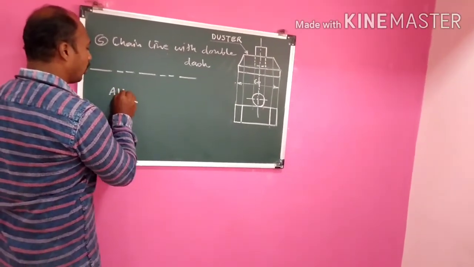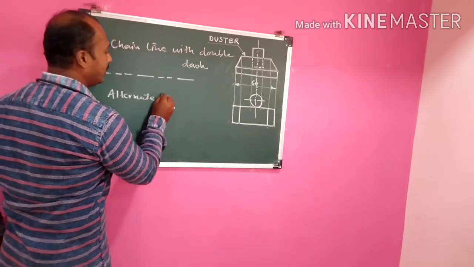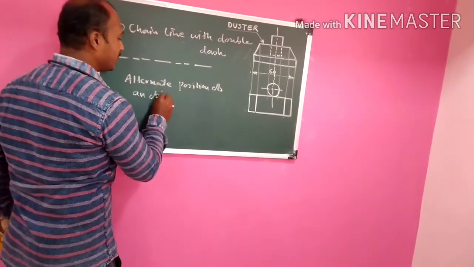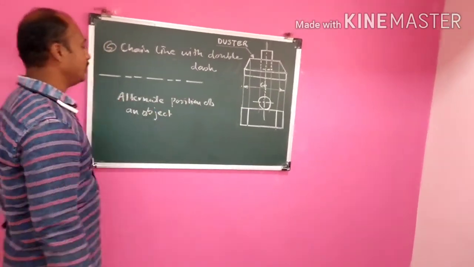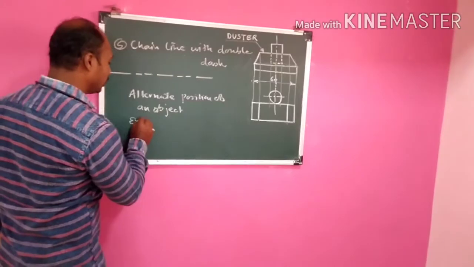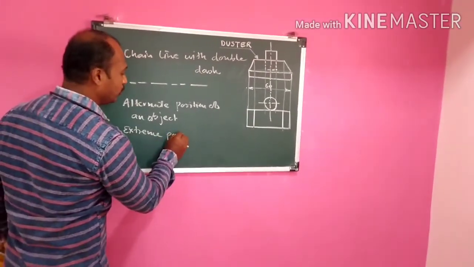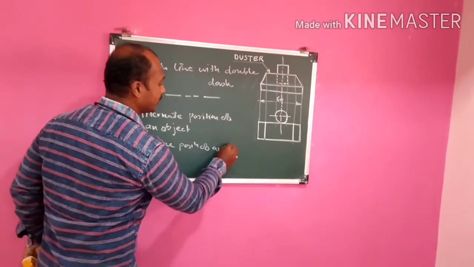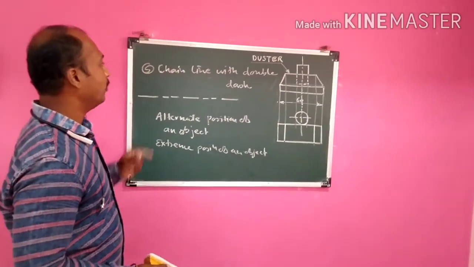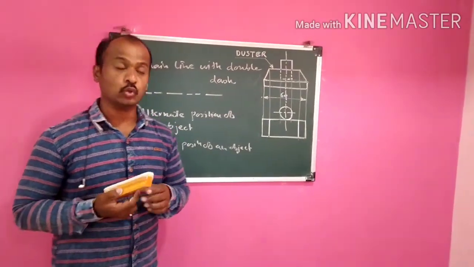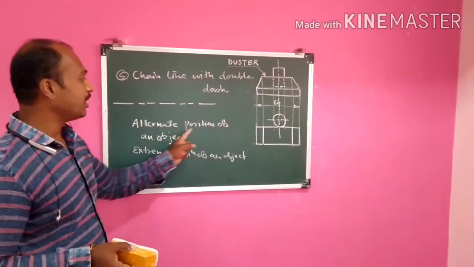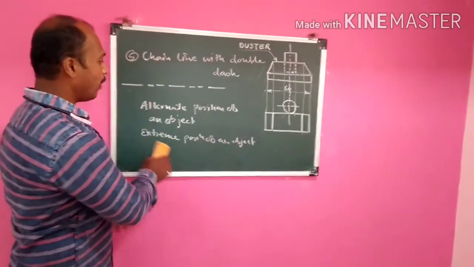This chain line with double dash is used to show the alternate position of an object. It is also used to show the extreme position of an object. For this purpose, the chain line with double dash is used. Now, what is the use of this? We will see the actual application. This is for the alternate position or extreme positions of an object.